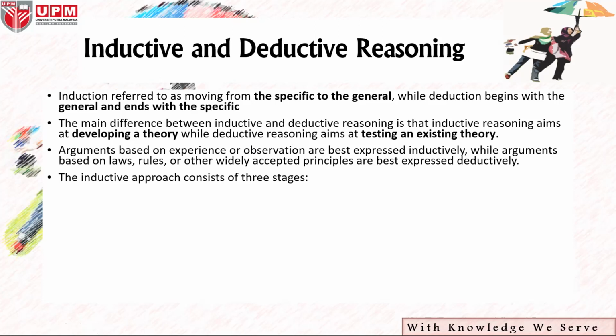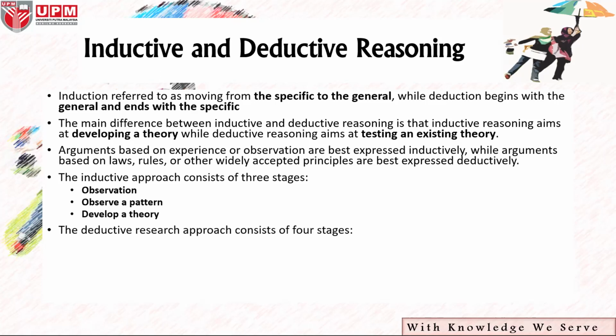The inductive approach consists of three stages in general. First one, observation. You observe the situation, the phenomena, and then you see the pattern, you record the pattern, and then lastly, you develop a theory to explain that phenomenon that you have observed.